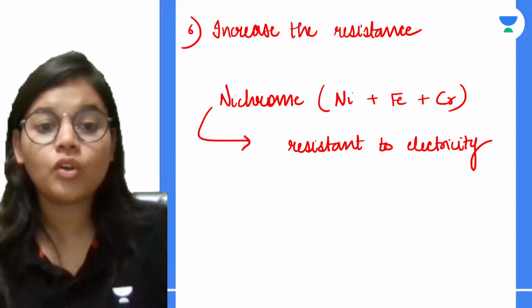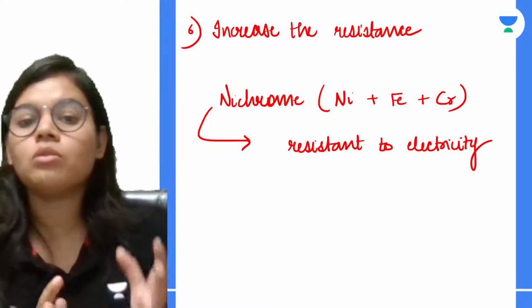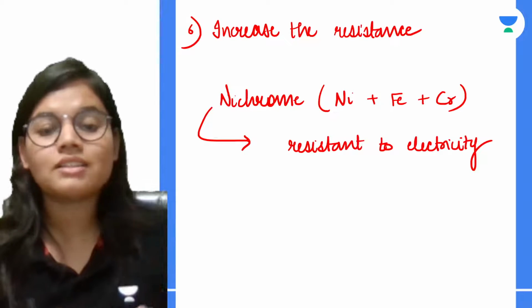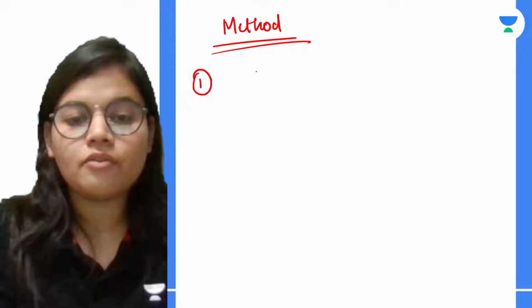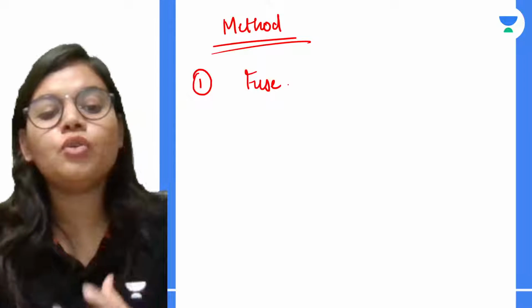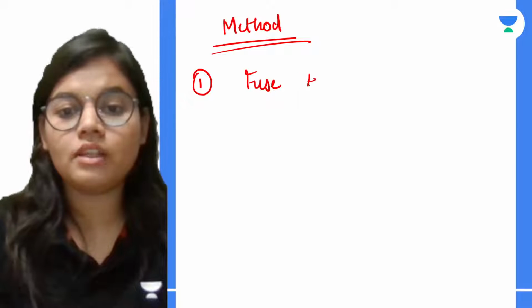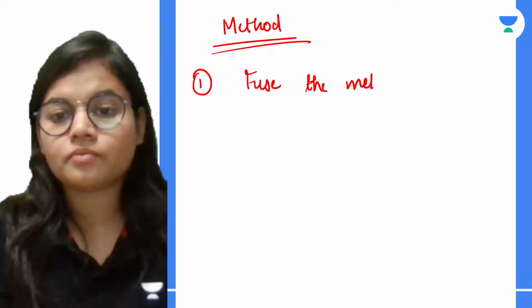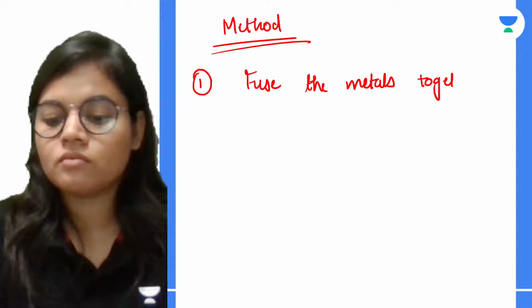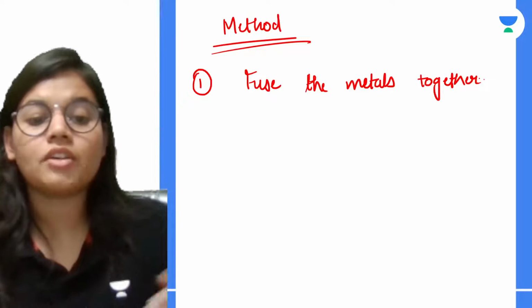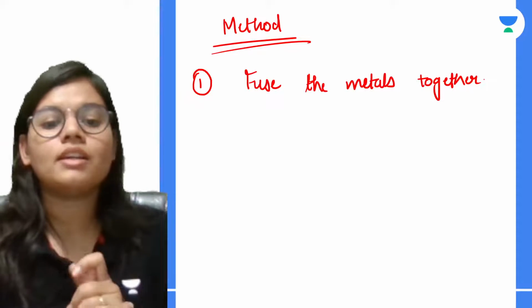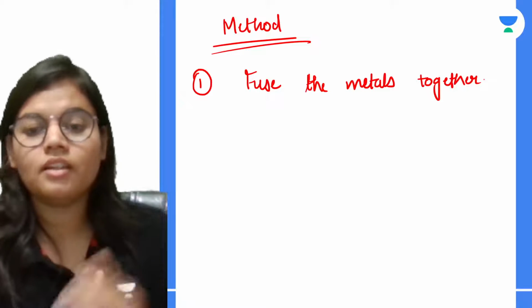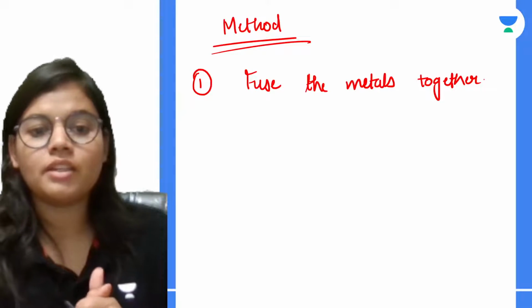alloying methods. Okay, so we have seen the reasons. Now, how to go for alloying? Okay, how can we form alloys? So the method: the very first is we can take the elements and we can fuse them together. So we can fuse the metals together. For example, if I talk about brass, how will brass be made? We are just taking the zinc and copper, we are melting it, and then it forms the alloy.